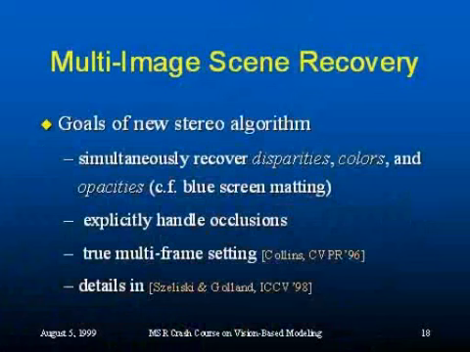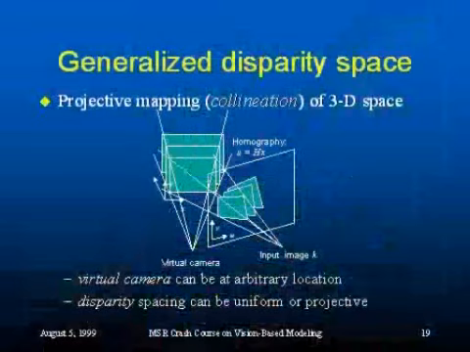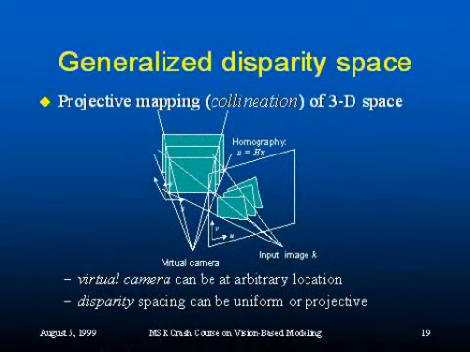So I think I've already gone over that. What we'd like to do is recover the depths, colors, and opacities. We'd like to do something well at occlusions. We'd also like to be able to use as many cameras as possible, so we're not just limited to 2 cameras. And the details of this algorithm, I'm going to present some details here, but the full details are in an ICCV paper that I presented. This was done with Polina Golland, who was a summer student here. So let's look a little bit at the geometry of the problem.